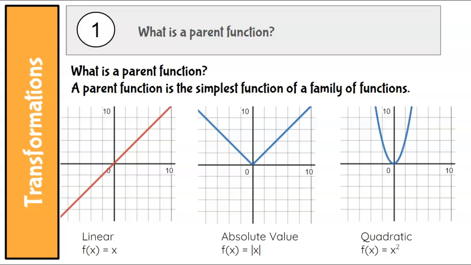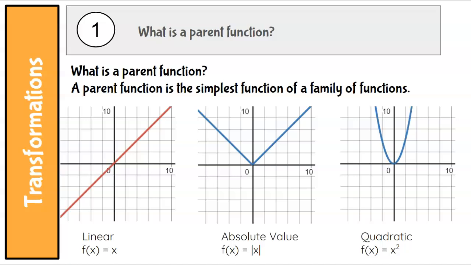The second graph we have, the big V, is the absolute value function. That's f of x equals the absolute value of x. Again, I can shift that up or down. I can horizontally stretch it. I can vertically shrink it. I can change the steepness of it, but all absolute value functions have that V shape.